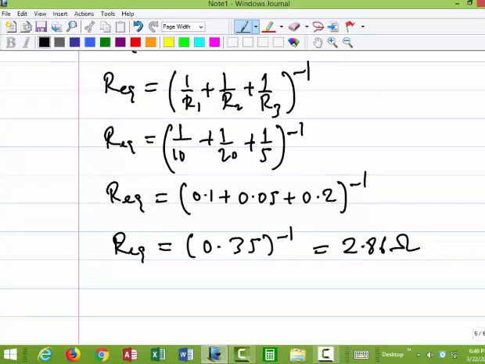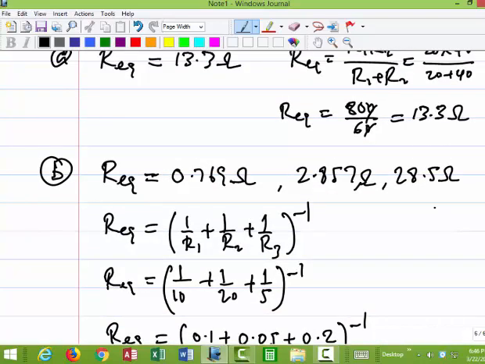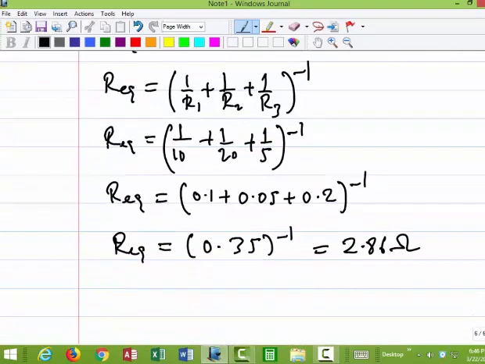Now, one thing I wanted to point out to you is when you have resistors in series, the equivalent resistance is always larger than the largest resistance in the circuit. When you have resistors in parallel, the equivalent resistance is going to be smaller than the smallest resistance in the circuit. So if you have a small resistance of 5, then your equivalent resistance should be less than 5. So that's how I know that it's correct. If I see an answer which says 28.5, I know that's not correct because it's larger than the smallest resistance. It should be smaller than the smallest resistance in the circuit if they are in parallel.